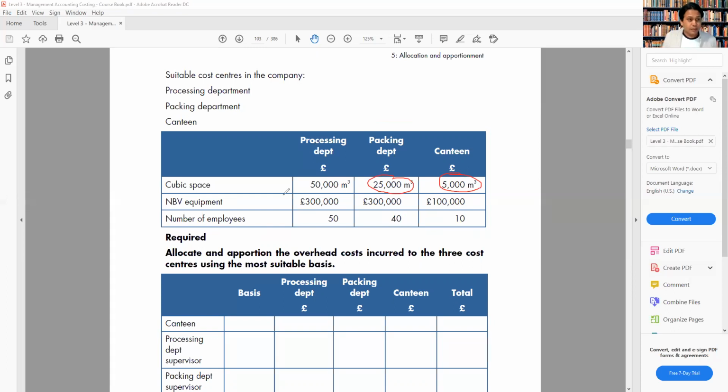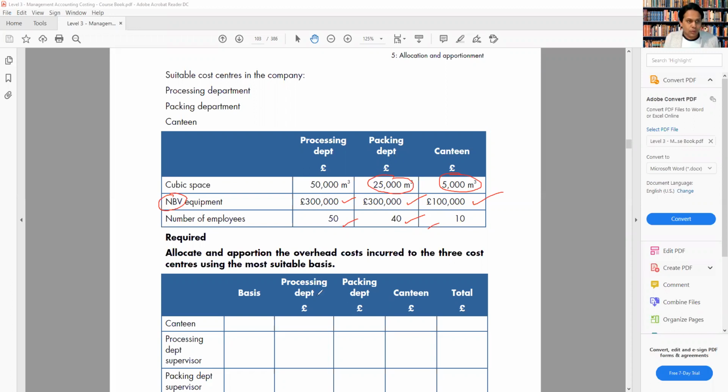Net book value, maybe we need this one to calculate the depreciation. So we have for the processing department 300,000, for the packing department 300,000, for the canteen 100,000. Number of employees: we have 50, 40, and 10. So what is NBV equipment? It is net book value, Annie. So NBV means net book value. We can say carrying value as well. The net book value and the carrying value are the same thing.